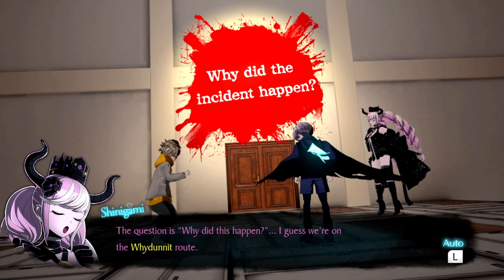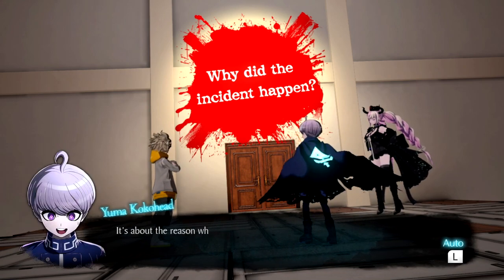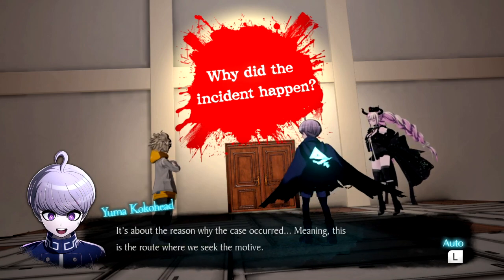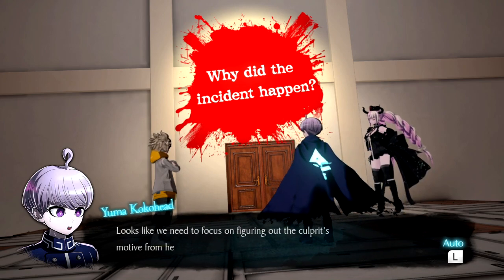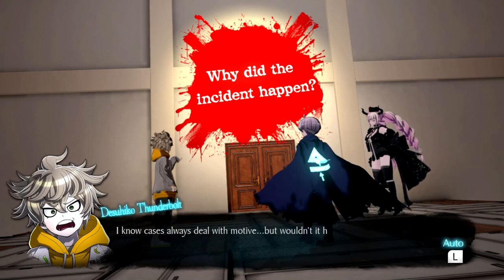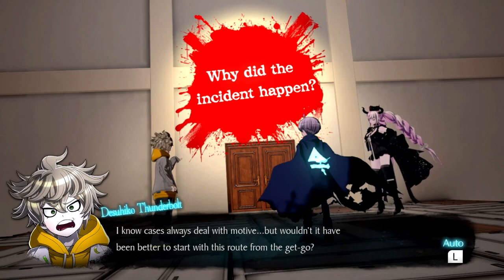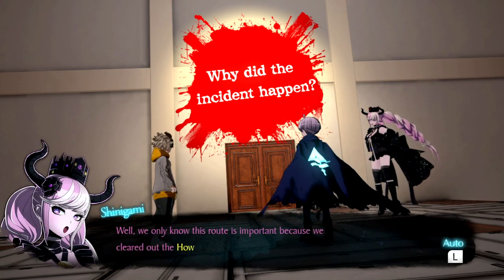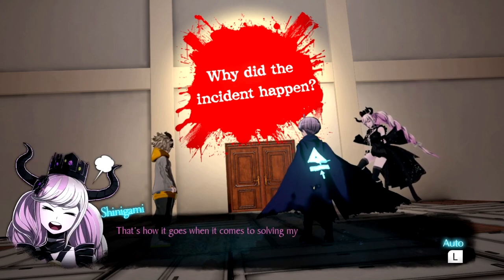We can't identify how, then maybe we'll identify why. It's about the reason why the case occurred. Why did it have to be Karen who died? This is the route where we seek the motive. Looks like we need to focus on figuring out the culprit's motive from here. I know cases always deal with motive, but wouldn't it have been better to start with this route from the get-go? We couldn't have identified the means or the opportunity. This route is important because we cleared out the how routes. We can only go with the motive.